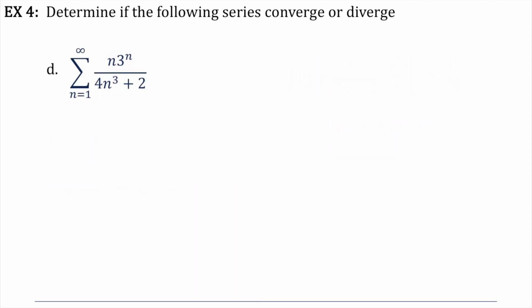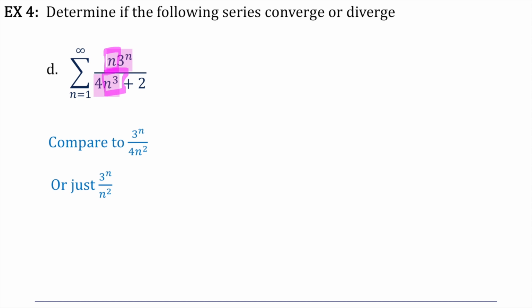Ew. What the heck do we do with this one? Like, there's so much going on. So what could we compare this to? Let's take the leading terms and see what we can do. We could compare it to 3 to the n over 4n squared, because this top n kind of gets sucked into the bottom there. Or just 3 to the n over n squared. But what do we do with that?